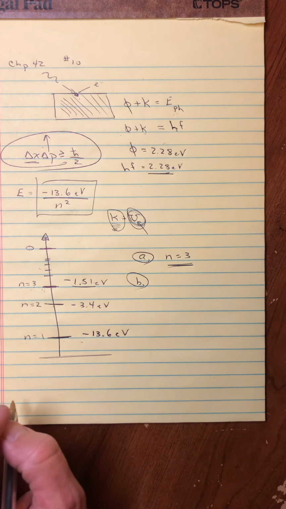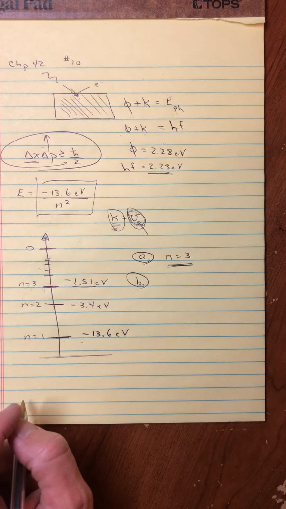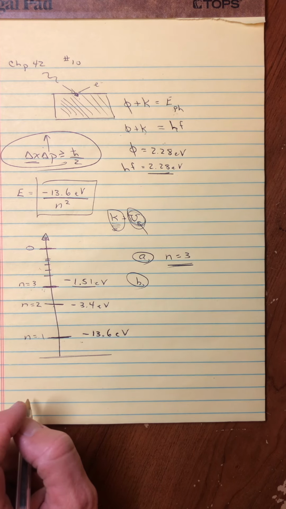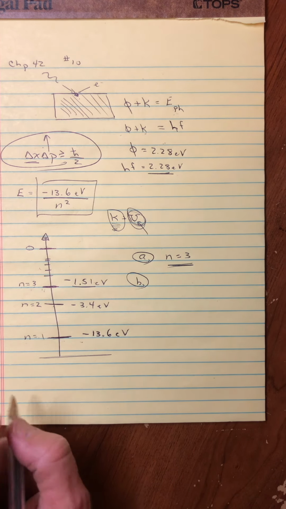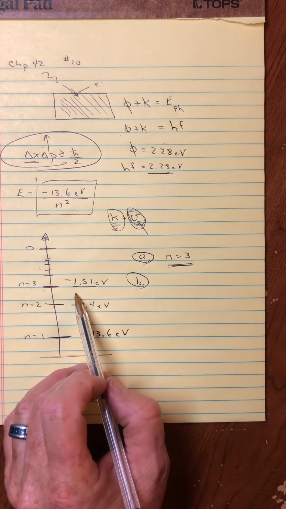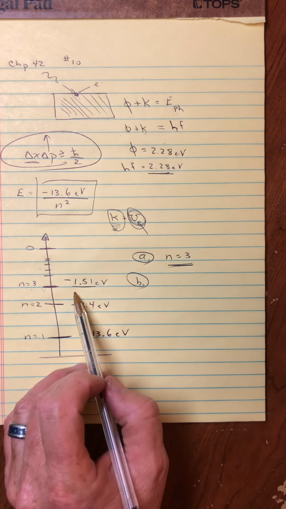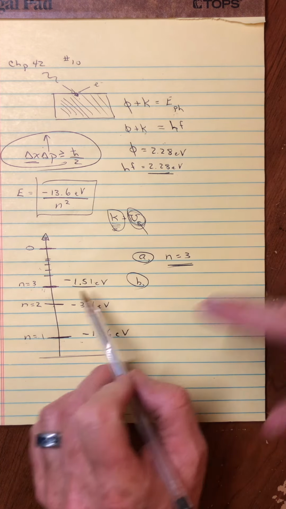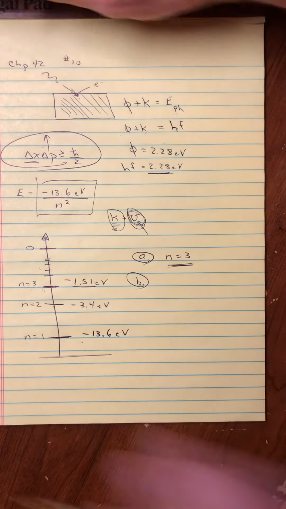Now, in B, it says the speed of the released electron as it goes far from the nucleus. So, let me read it again. I think they are saying n equal to 3. It says the minimum n for a hydrogen atom that can be ionized by such a photon, and B, the speed. So I think they want to know the speed it would be released at when it was in the minimum one, which is 3. Okay, now let me go to a second page and give myself a little bit of working space here.